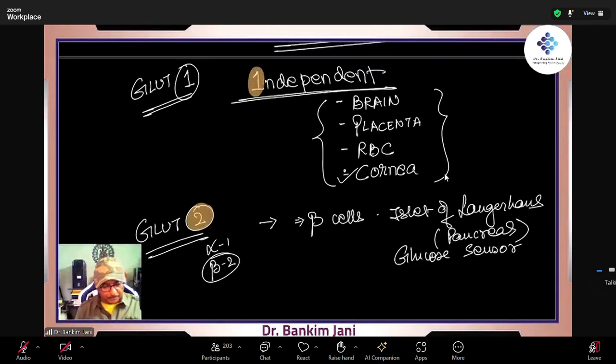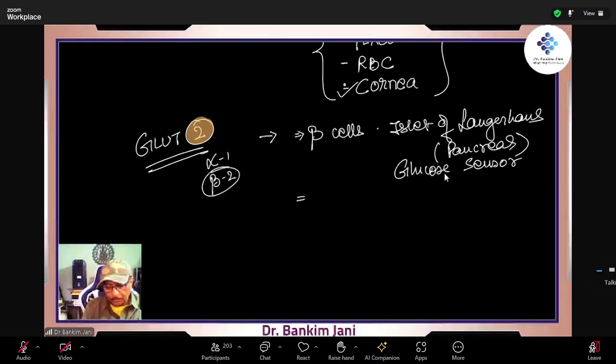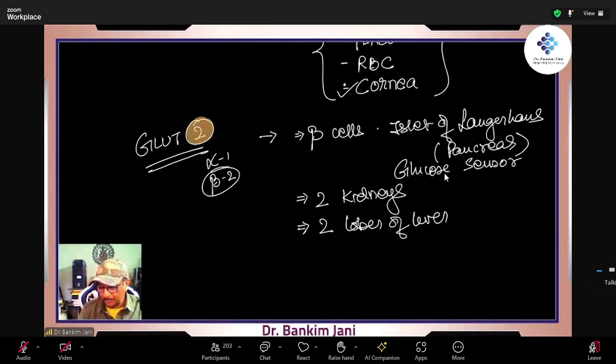But how do we remember GLUT2? Beta means 2, correct? What are the other areas? Other areas are 2 organs: 2 kidneys. So that's why these GLUT2 sensors are in the kidneys also. Liver: 2 lobes of the liver, right and left. So that's the beta cells, 2 kidneys, 2 lobes of the liver. That is where the GLUT2 receptors would be.